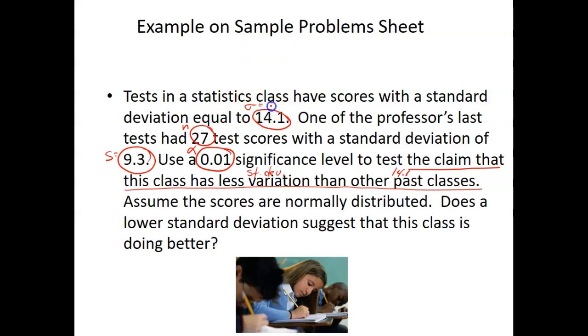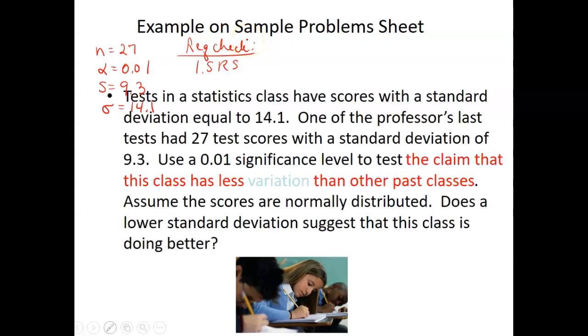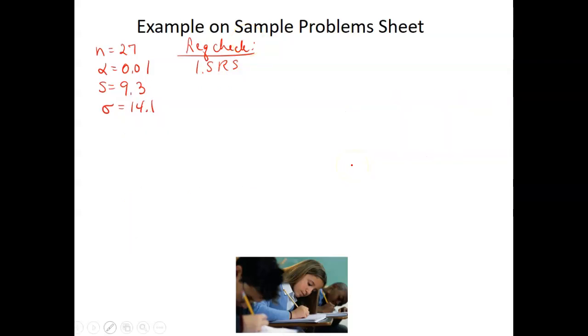Okay, so when we go to start setting this up, we're just going to get everything out here in front of us. N is 27, alpha is 0.01, S is 9.3. We know that sigma coming from the claim is 14.1. So if we do our requirement check, we've got a simple random sample, and we're told to assume that it's normally distributed. So we're going to be able to check that off as well.